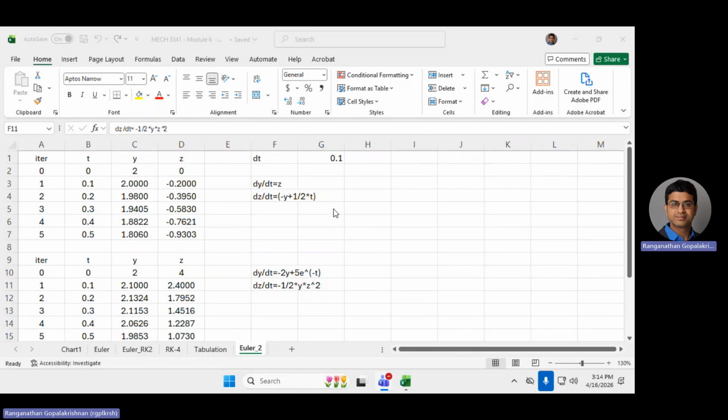Okay, so this is problem 1. This is problem 2. Those who are working through problem 2, can you look at this and see if you are getting these numbers? Yes? Okay, good. So D3. D3? Okay.